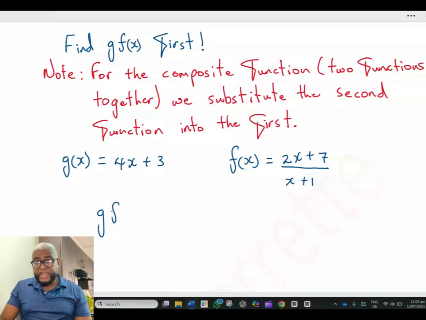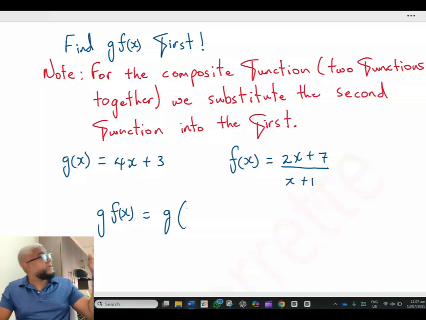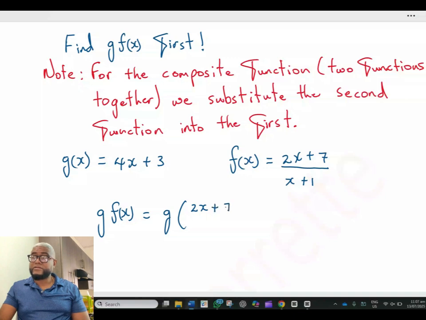So, if you want to find gf of x, what is f of x, Daryl? What is f of x? F of x is equal to what? Do you see f of x there? 2x plus 7, all over x plus 1.